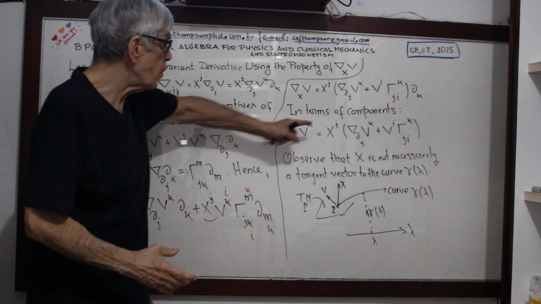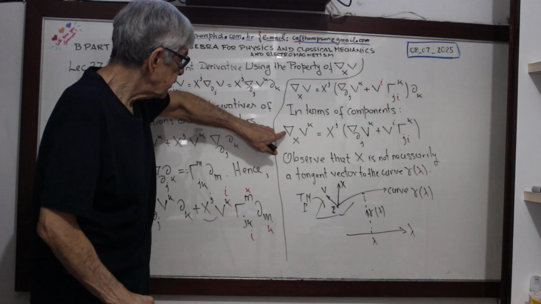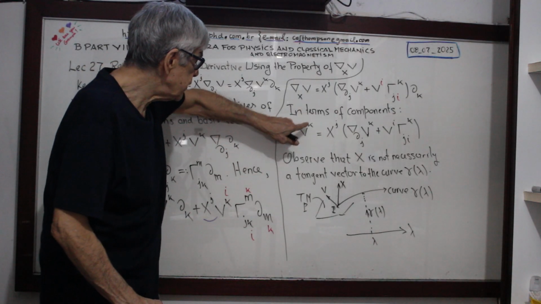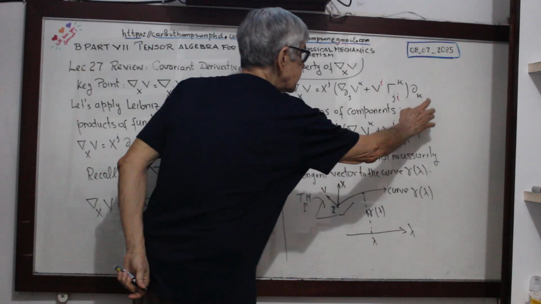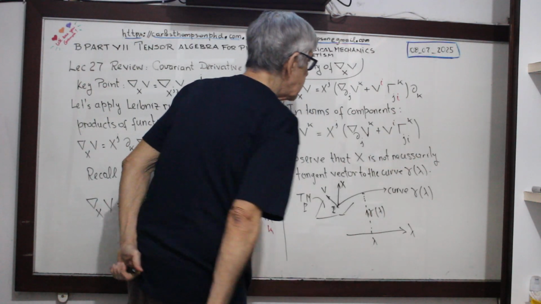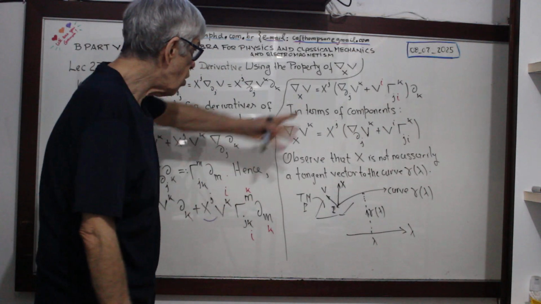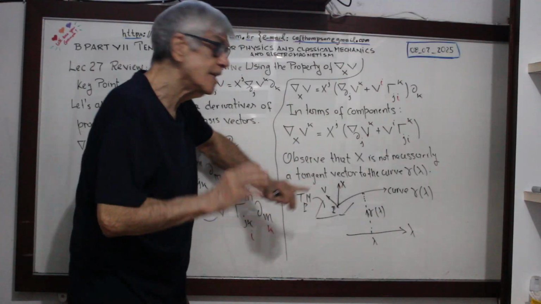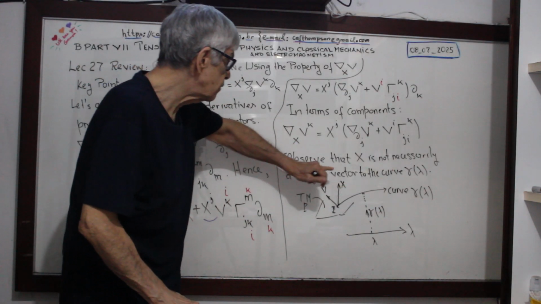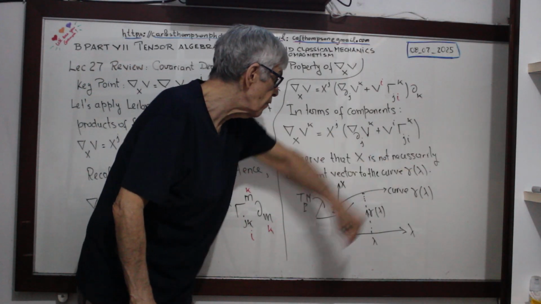So in terms of components, now the covariant derivative of x of v_k, just components. And then I omit this partial with respect to x^k in this formula. Again, observe that X is not necessarily a tangent vector to the curve gamma of lambda.